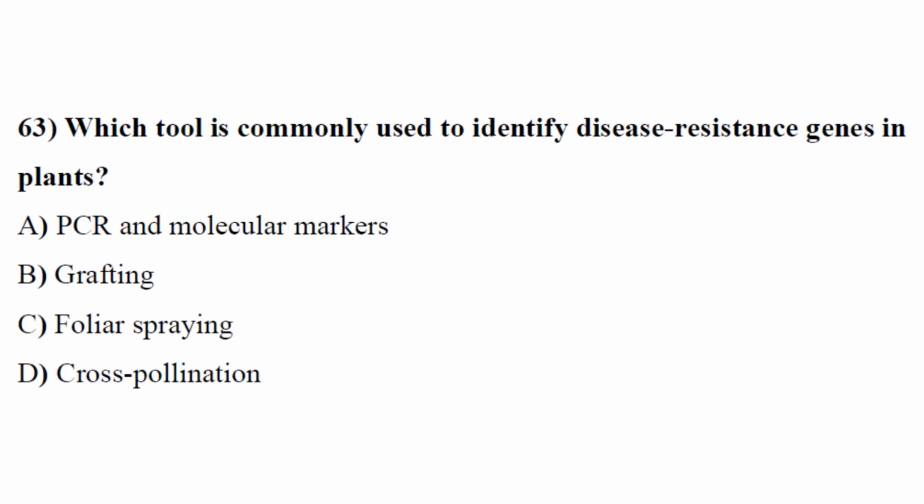63. Which tool is commonly used to identify disease resistance genes in plants? A. PCR and molecular markers. B. Grafting. C. Foliar spraying. D. Cross-pollination. Answer: A. PCR and molecular markers.